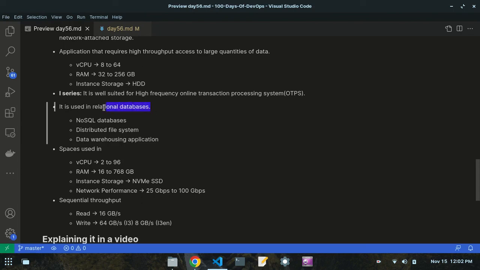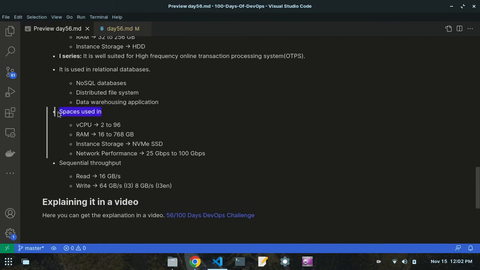So it is used in relational databases, NoSQL databases, distributed file systems, and data warehouse applications. It is used in all of them. The specs include virtual CPUs, RAM, instance storage, and network performance. Virtual CPUs range from 2 to 96. RAM is from 16 to 768 GB. Instance storage is NVMe SSD. And network performance is up to 400 Gbps, starting from 25 Gbps to 100 Gbps. Alright.